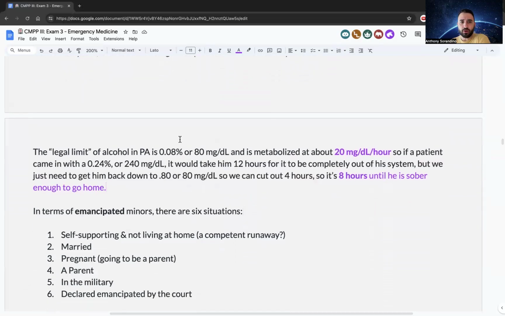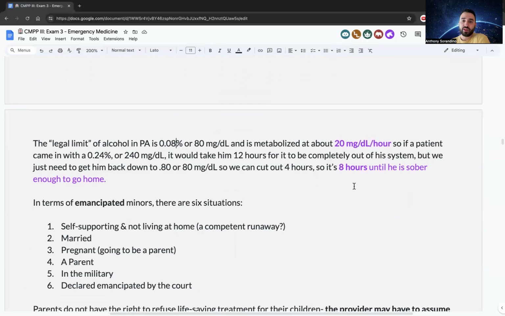So the legal limit of alcohol in PA, and I think most places, is 0.08 or 80 milligrams per deciliter. The really important thing here is that it's metabolized at about 20 milligrams per deciliter per hour. And the goal for somebody who comes in with a 0.24 is not to get them to zero. We actually just want to get them to the legal limit.